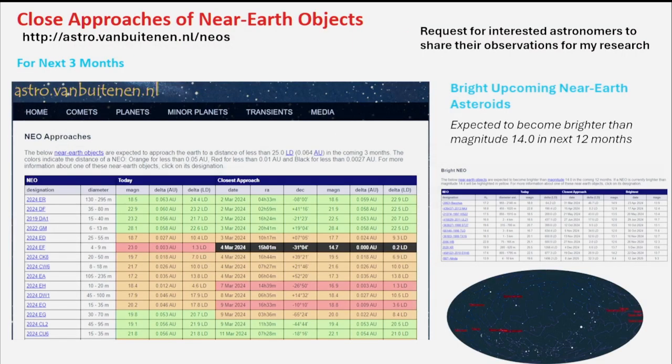And finally, I'm still looking to expand my algorithm to many more asteroids. In particular, I'm very interested in the near-Earth asteroids, so asteroids that are about to come very close to the Earth. And if anyone is interested, or if you know anyone who's interested in observing some of these asteroids, please let me know because I'm always looking for observations of these near-Earth asteroids that are approaching.